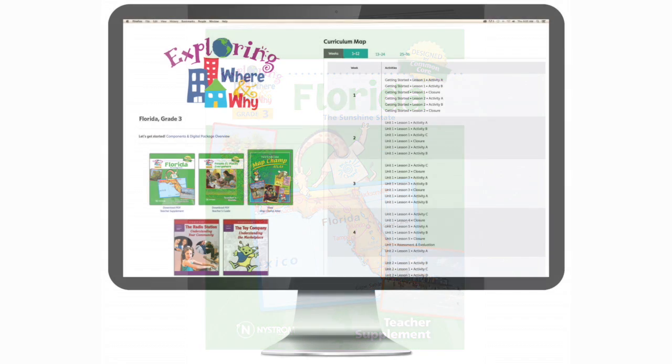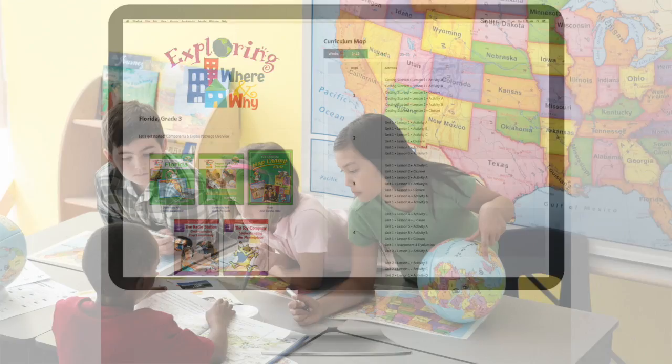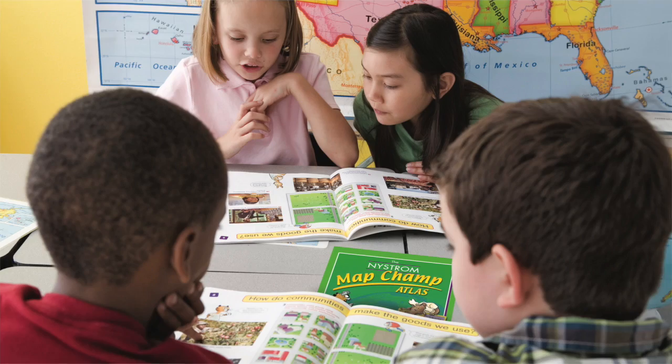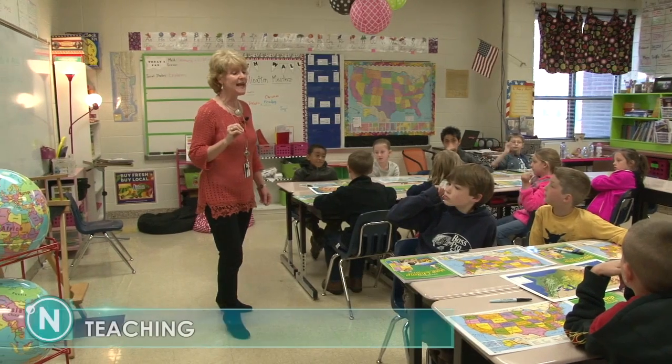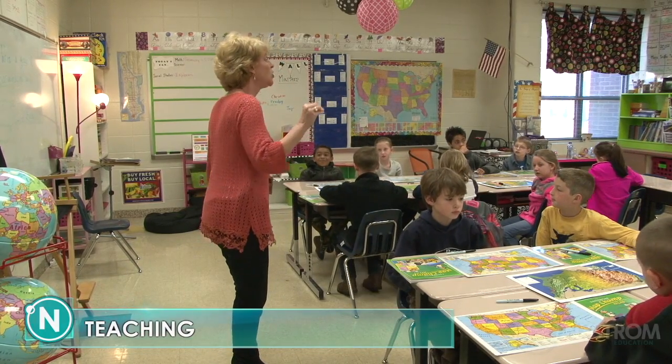The 3rd grade Florida Teaching Supplement provides supplemental state-specific lessons, plus a week-by-week curriculum map keyed to Florida State's social studies standards, making our 3rd grade program remarkably easy to teach. Kids love how hands-on the lessons are, and teachers love how well kids learn when they are looking, moving, listening, talking, touching, when they are completely engaged.